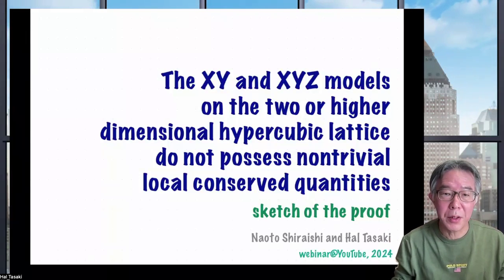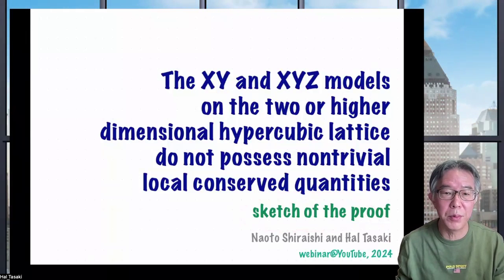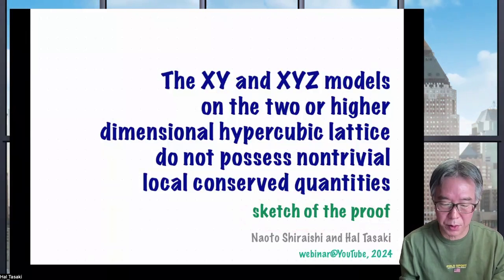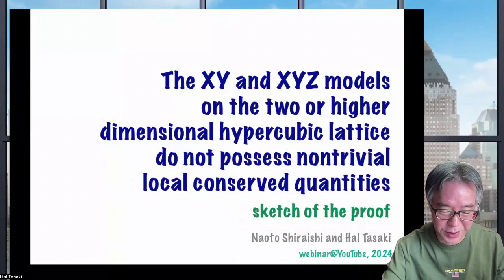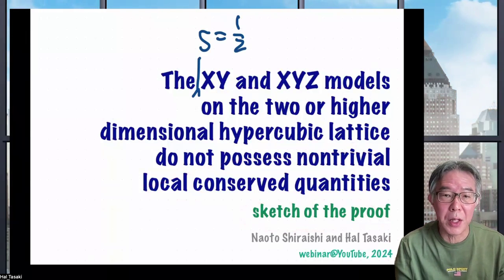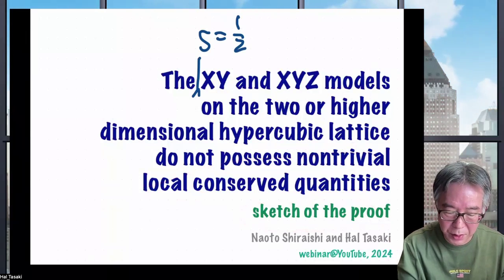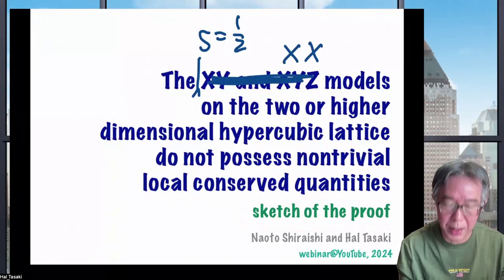Welcome back to the second video in which I discuss the rough idea of the proof of our theorem about the absence of non-trivial local conserved quantities. But before that, I have to change the title. First of all, I forgot to say this is spin 1/2. And in our paper, we discuss XY and XYZ model. But in this video, for simplicity, I just consider something called XX model.